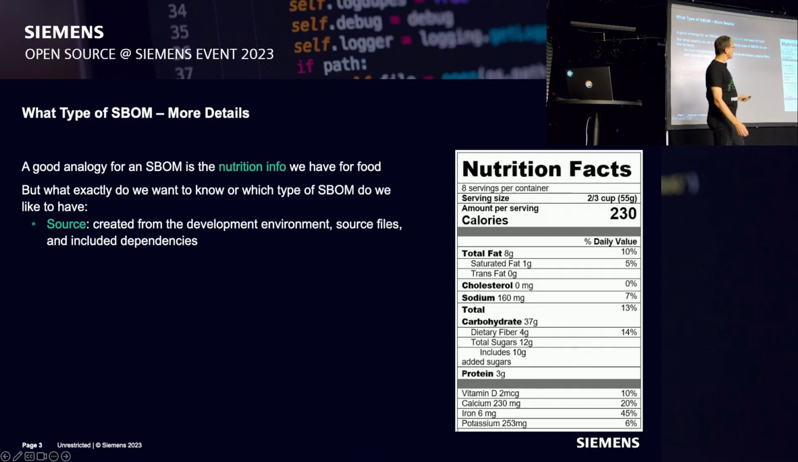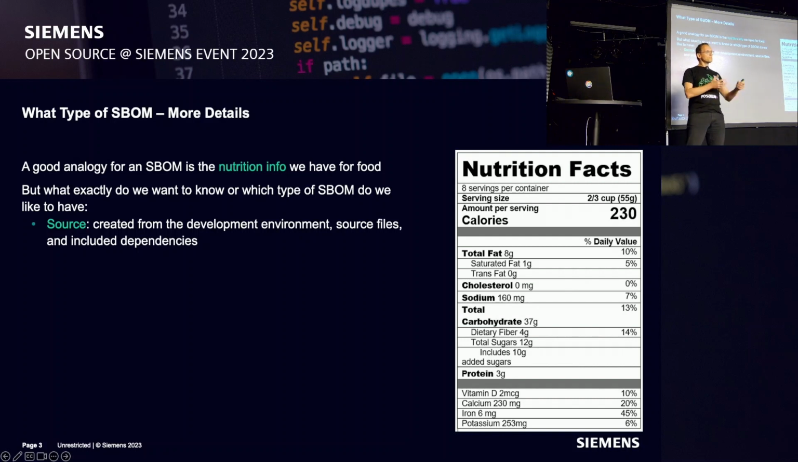You may all know these nutrition facts, and it's a good analogy for what an SBOM would look like. For a nutrition info, you would like to know what's inside the food that you intend to eat. But if you look at this, you have fat, cholesterol, sodium, and all this stuff. But let's say you're a vegetarian, do you know whether there's meat inside? You don't. What if you are allergic to nuts or something like this? Do you have this information here? You don't. And with SBOMs, it's a little bit similar. So you really need to define what kind of contents you expect for a software bill of material.